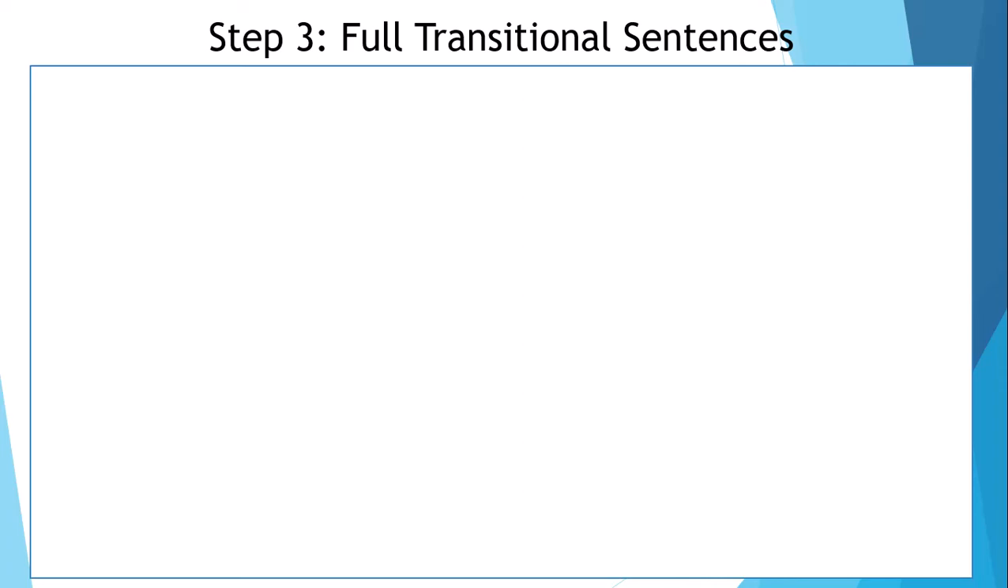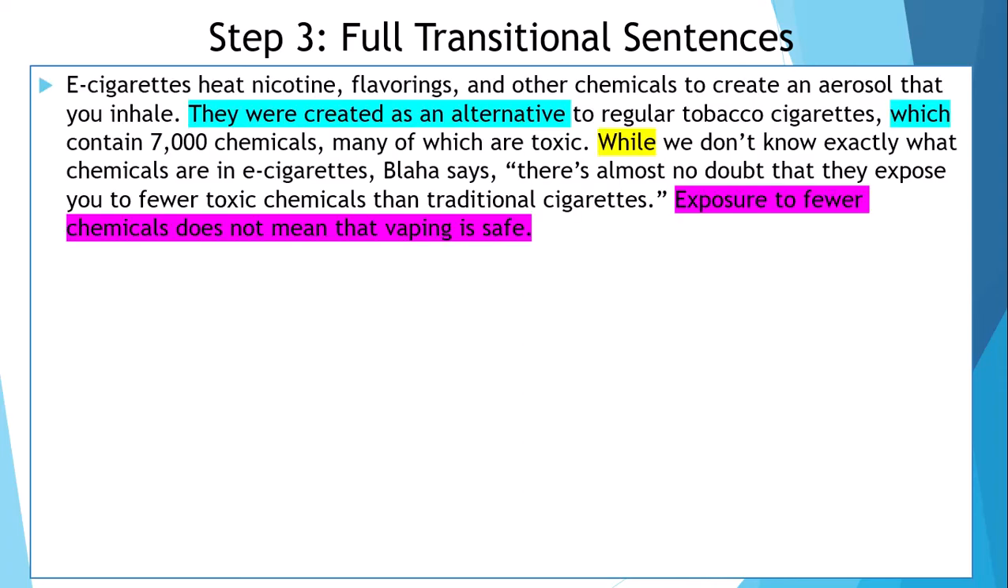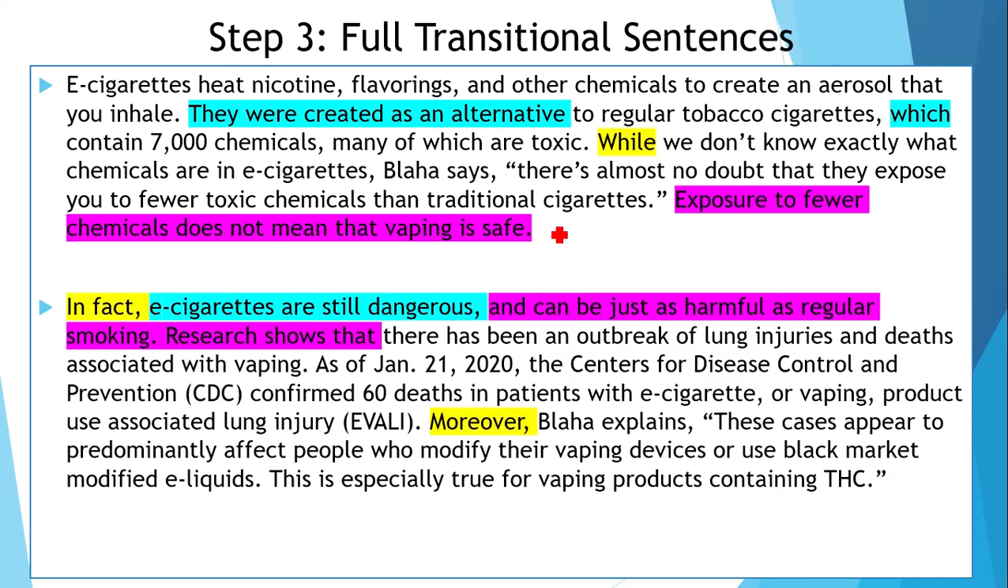Step 3, adding full transitional sentences. E-cigarettes heat nicotine, flavorings and other chemicals. They were created as an alternative to regular tobacco cigarettes, which contain 7,000 chemicals, many of which are still toxic. While we don't know what chemicals are in the e-cigarettes, Blaha says that there are fewer toxic chemicals than traditional cigarettes. Exposure to fewer chemicals does not mean that vaping is safe. In fact, e-cigarettes are still dangerous and can be just as harmful as regular smoking. Research shows that there has been an outbreak of lung injuries.